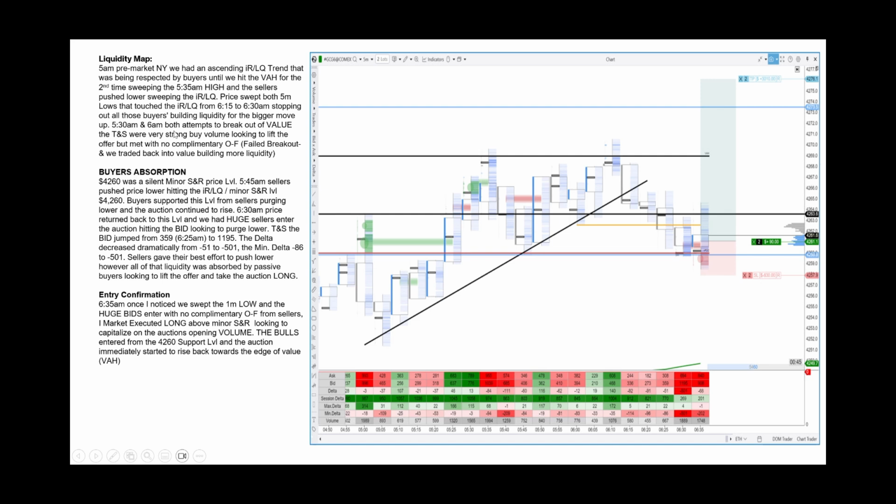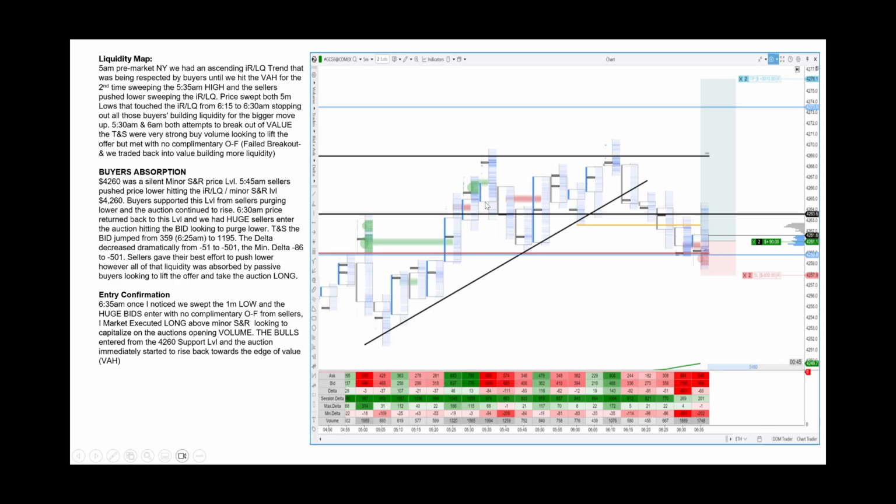Now, 5:30 a.m. and 6 a.m. were both attempts to break out of value. The time and statistics were very strong. The buy volume was looking to lift the offer, but was met with no complementary order flow. It was a failed breakout, and we traded back into value, building more liquidity.